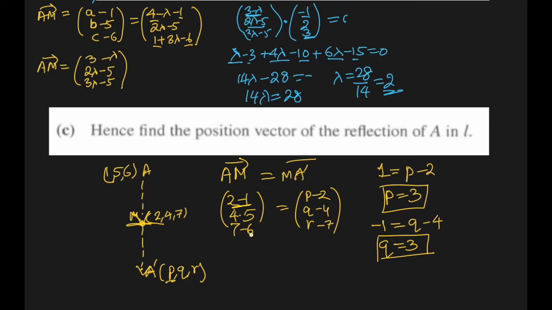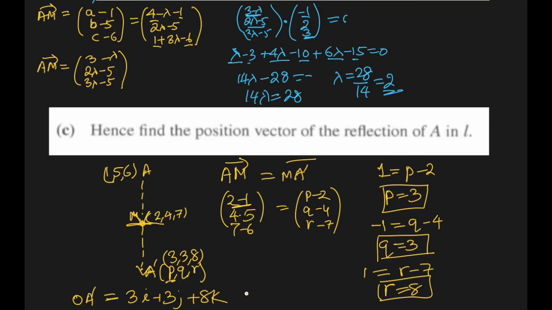Third, 7 minus 6 is 1. 1 is equal to R minus 7. 7 comes here, positive 7, so R is 8. So the question is, hence find the position vector of the reflection of A. We have to find the position vector of this one, where the coordinates are 3, 3, 8. So the position vector OA prime will be 3i plus 3j plus 8k, or in column notation 3, 3, 8.